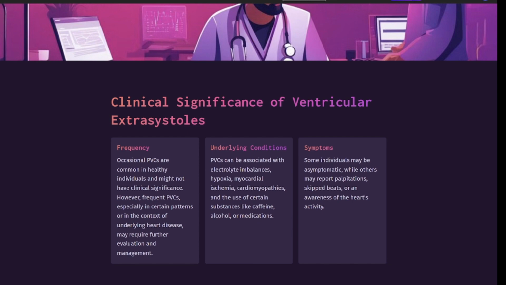Symptoms. Some individuals may be asymptomatic, while others may report palpitations, skipped beats, or an awareness of the heart's activity. When interpreting an ECG with ventricular extrasystoles, it's crucial to evaluate the overall context, including the patient's clinical status, symptoms, and any underlying cardiovascular conditions, to determine the significance and need for further investigation or treatment.